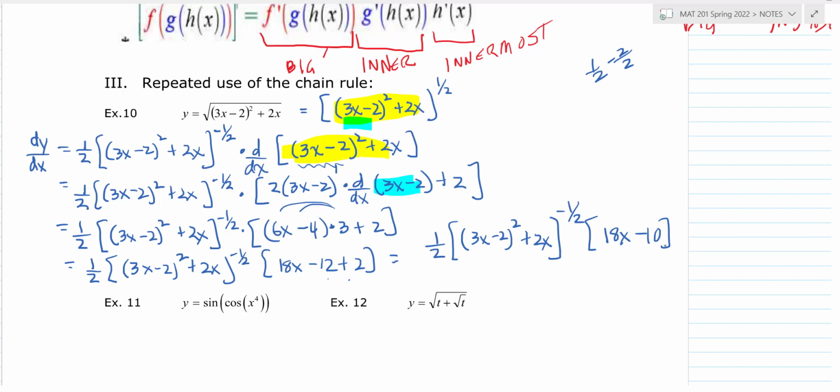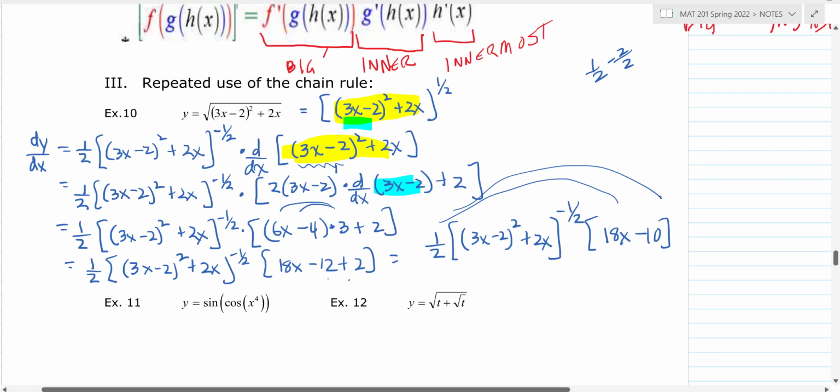When I see this half, you could go through and distribute this half. If you want to just take half of those numbers, you could do this in your head. So I think a good way to write this answer would just be (3x minus 2) to the second plus 2x. Now, if you're taking half of these, that's going to give 9x minus 5. Okay, so that would be a good answer to that problem.